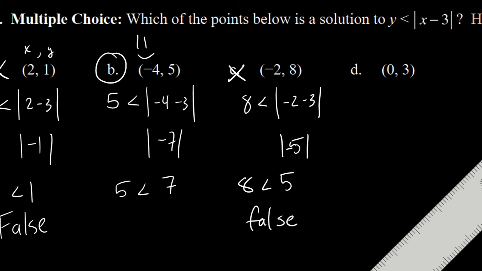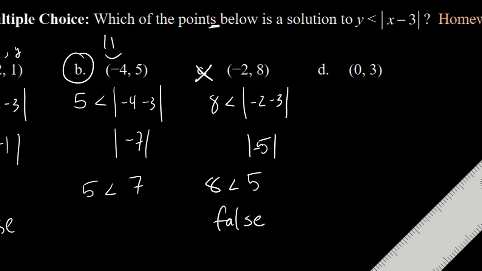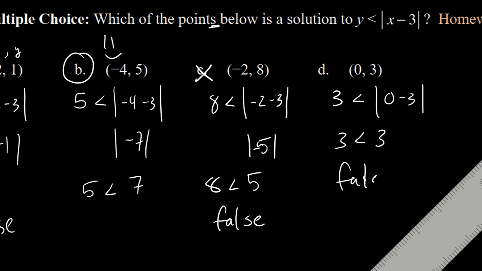It did say multiple choice, but it said which points, so I'm going with maybe there's multiple points. So I'm going to check D also. And when we check D again, we're going to write down that 3 is what y is, and I'm wondering, is the absolute value of 0 minus 3 larger than 3? Well, this ends up being just 3, right? The absolute value of negative 3 is 3. 3 is not less than 3, so this is false also. So the only point that worked was point B.